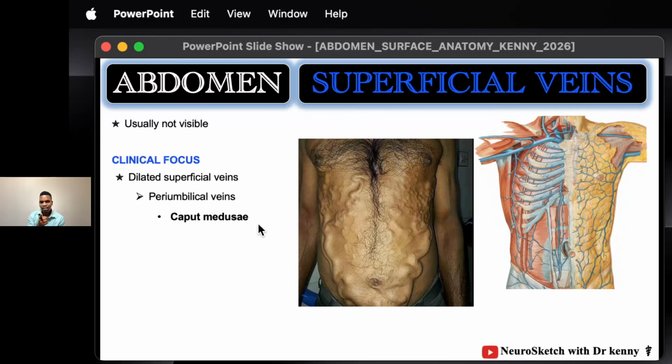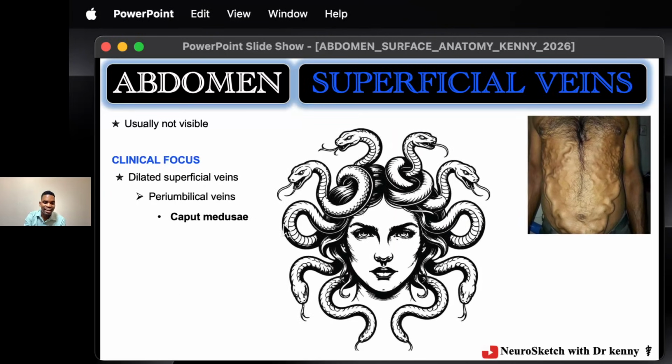But the biggest question is, who is this Medusa they are talking about? Let me show you Medusa. In Greek mythology, Medusa was the one whose hair was replaced by snakes. She has snakes on her head instead of hair, and this is the head of Medusa. If you translate into Latin, it's caput medusa, but in English, the head of Medusa.